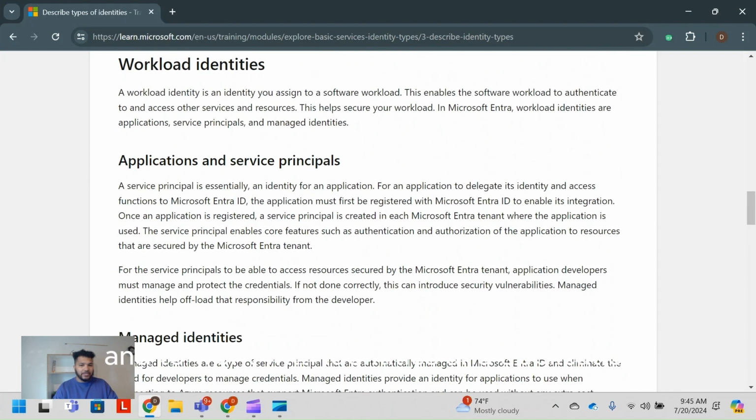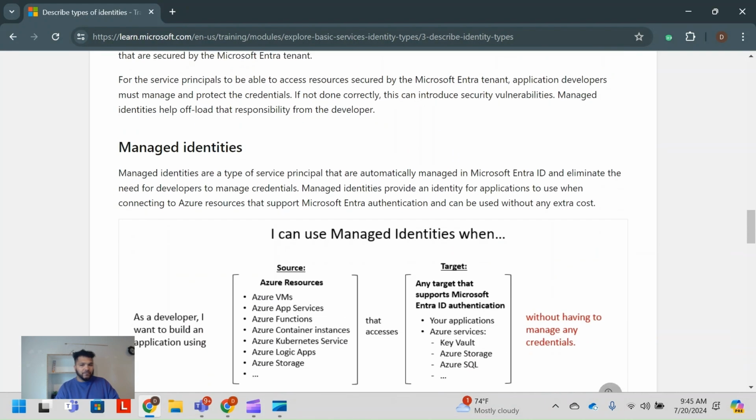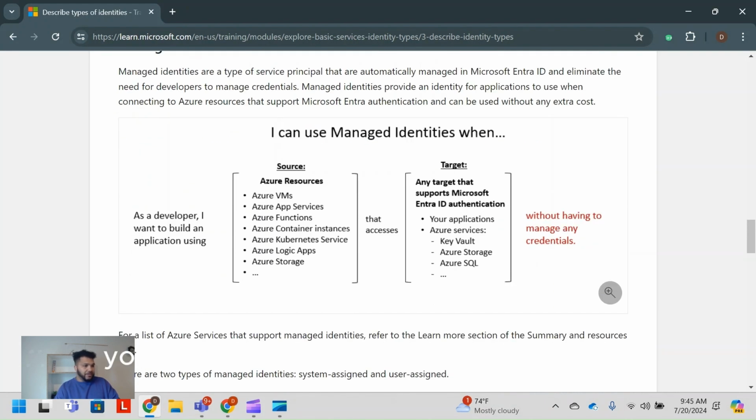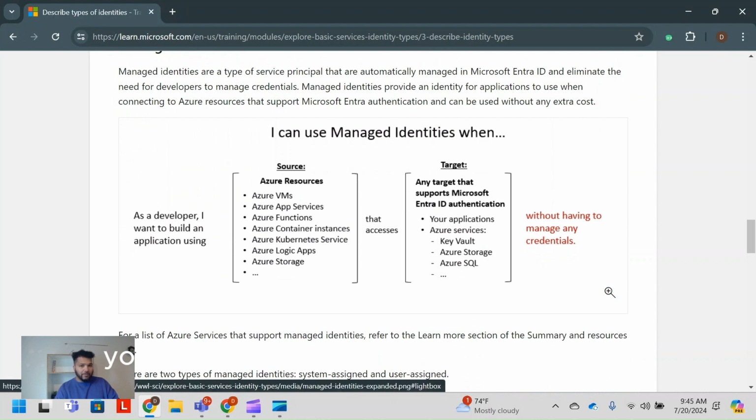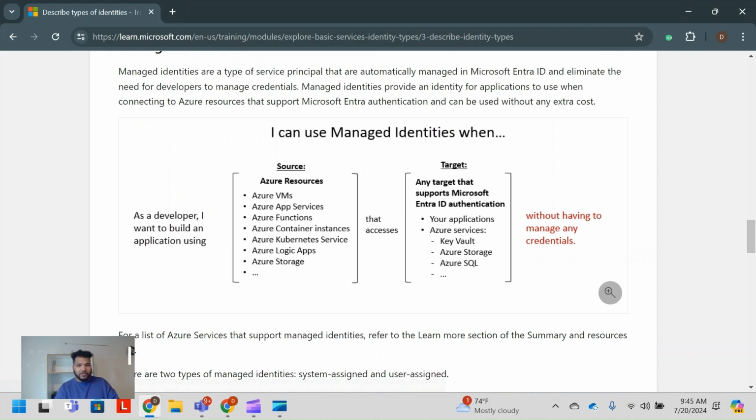So workload identities: applications and service principals. A service principal is essentially an identity for an application, to delegate its identity and access functions to Entra. It must be registered with Microsoft Entra to enable its integration. And down here you get another really good diagram. As a developer, I want to build an application using any of these with the accesses, Key Vault, SQL, storage, whatever, without having to manage any credentials.